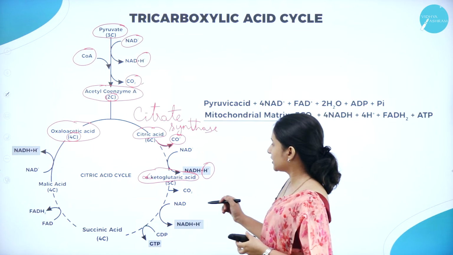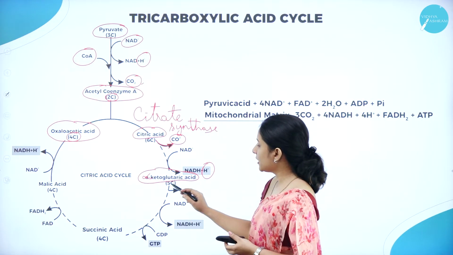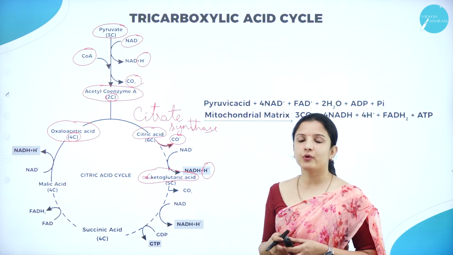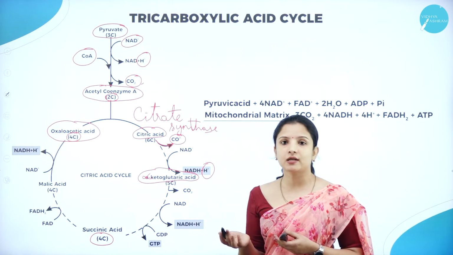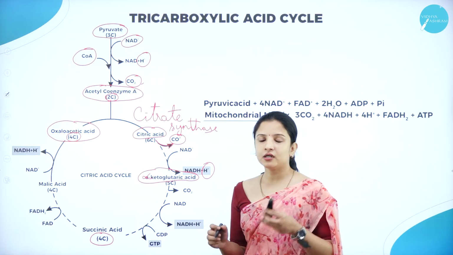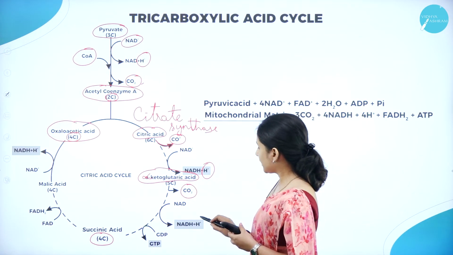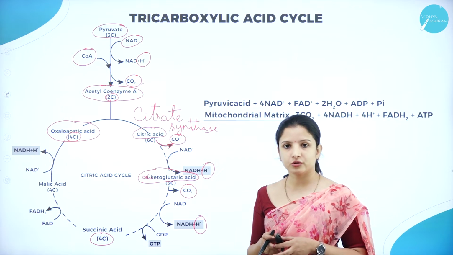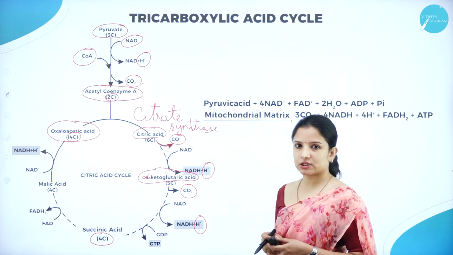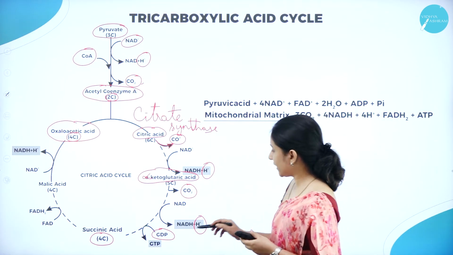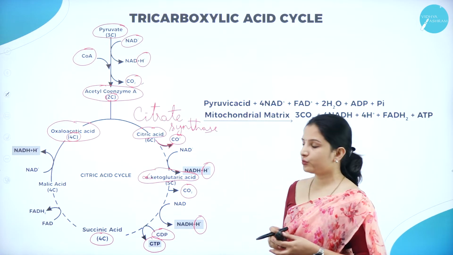Again, this alpha ketoglutaric acid, a 5-carbon compound, gets converted into a 4-carbon compound, succinic acid. Why did it get converted into a 4-carbon compound? Again, carbon is lost in the form of carbon dioxide. And here again, protons or hydrogen ions are also being formed. During this process, guanosine diphosphate gets converted into guanosine triphosphate, that is, addition of a phosphate group will occur here.